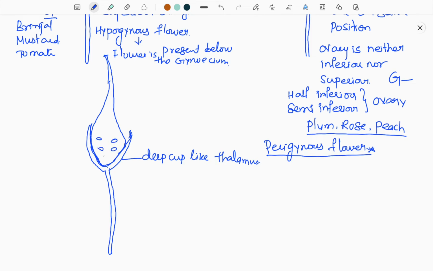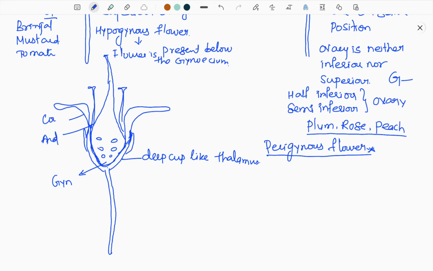This is the most important point of the inferior ovary, right? And the rest of the floral parts, here we find the corolla. This is the stamens, okay, and this is the calyx, right? So if you see that keenly, this is gynoecium, then this is the androecium, this is corolla, and this is calyx. Now, which is in lower position?